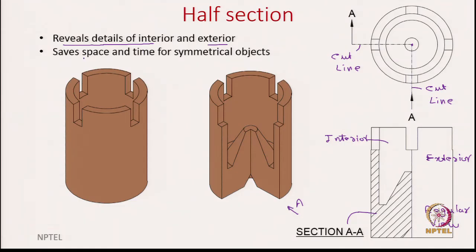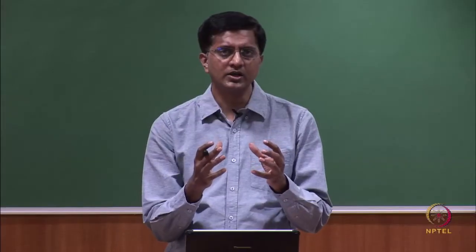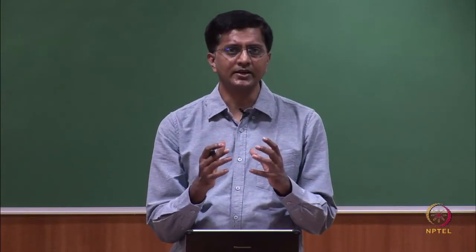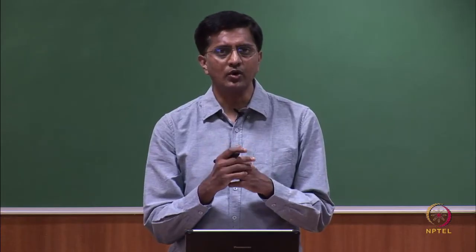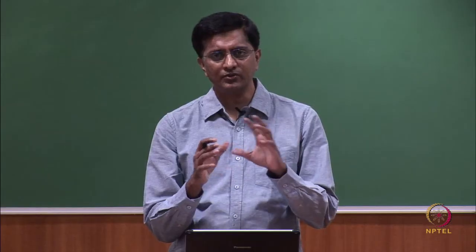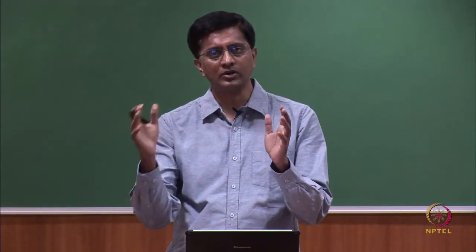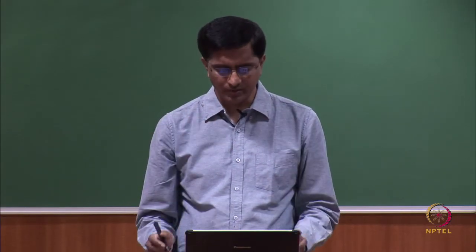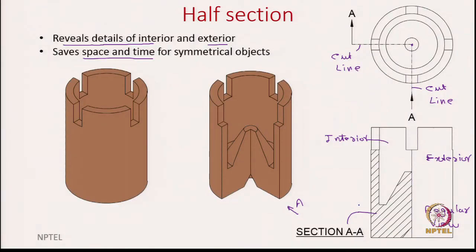It saves both space as well as time for symmetrical objects. Okay. So, previously we have seen the full section and now we have seen the half section. There is a third category called the box view or the partial section view. What we do is, it is neither half nor the full, it is a part of it. So, for example, maybe it could be a partial part of this, you show it as the section and the remaining you show the exterior details.